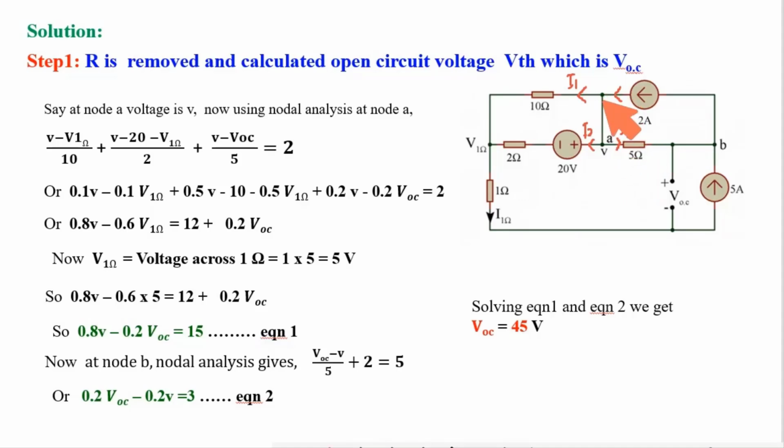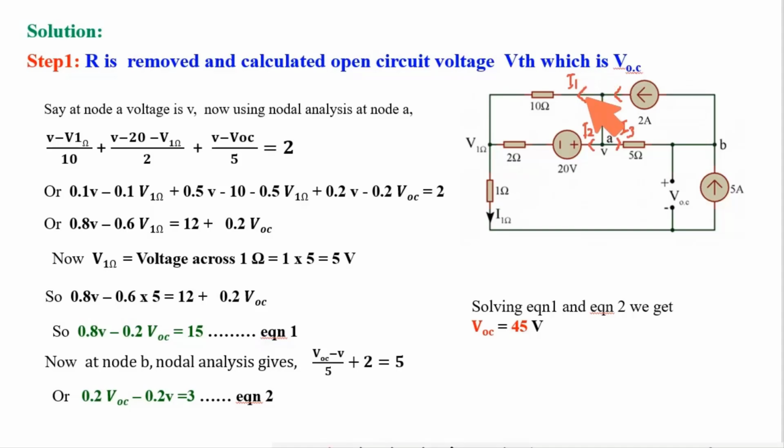So using KCL at this node, this 2 ampere is equal to I1 plus I2 plus I3. So what is I1? Here the potential at this point is V, and at this point the potential drop across this 1 ohm I have mentioned here as V 1 ohm. What is I1? I1 is the potential difference across this 10 ohm resistance, which is V minus V 1 ohm.